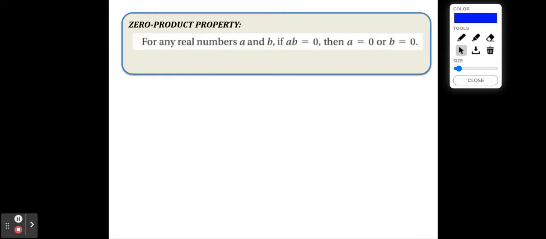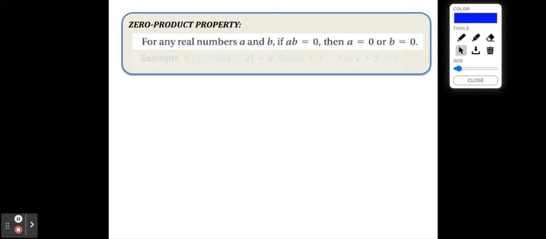Well, the zero product property states that if you take two numbers, for instance, a times b, and if you multiply them together and get 0, so the product is 0, well then it must be true that either a equals 0 or b equals 0. Because we know that in order to get 0 when you multiply two numbers, at least one of them has to be 0.